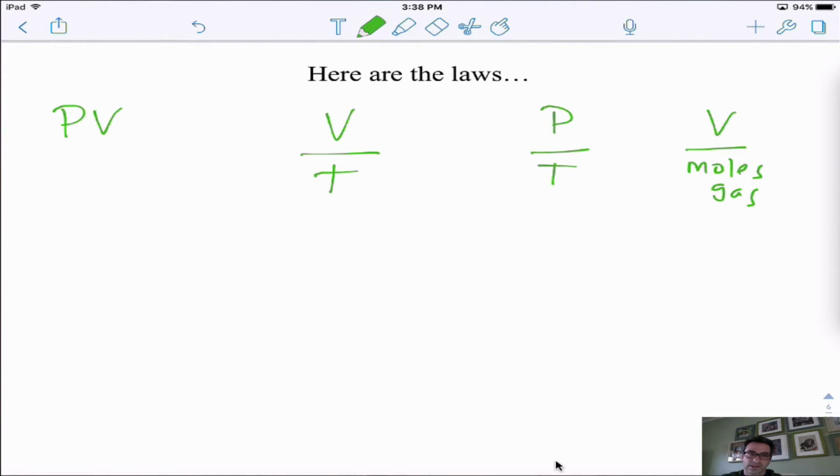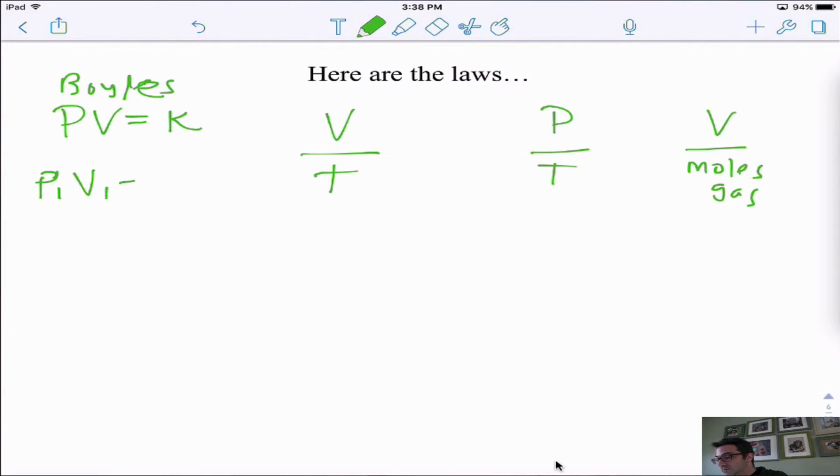Alright, welcome everybody. So today I'm going to tell you about the laws, and the laws that we're going to talk about are as follows. The first one is going to be Boyle's law, and Boyle's law describes the relationship between pressure and volume. And it looks like this: pressure times volume is equal to a constant. Or if you're looking at two conditions, P1 times V1 equals P2 times V2.